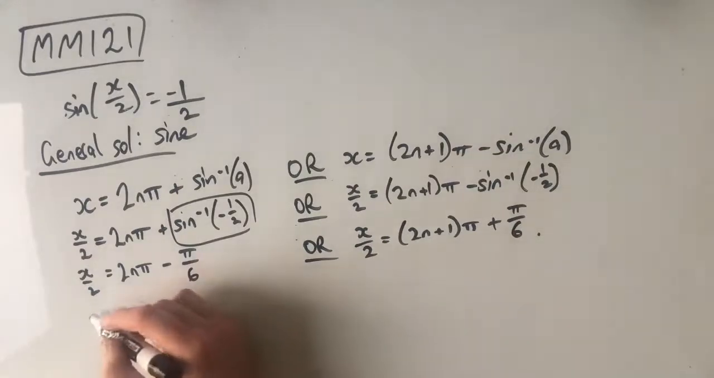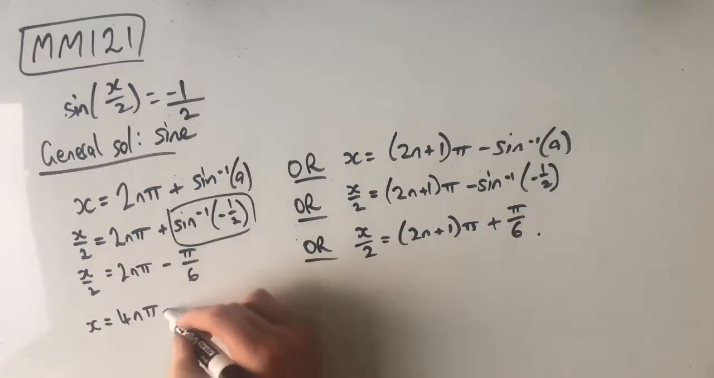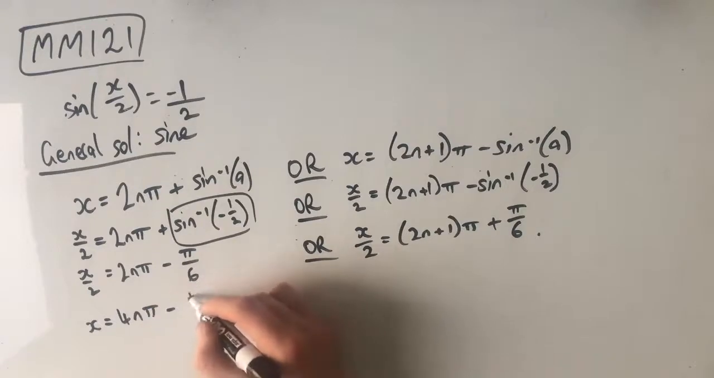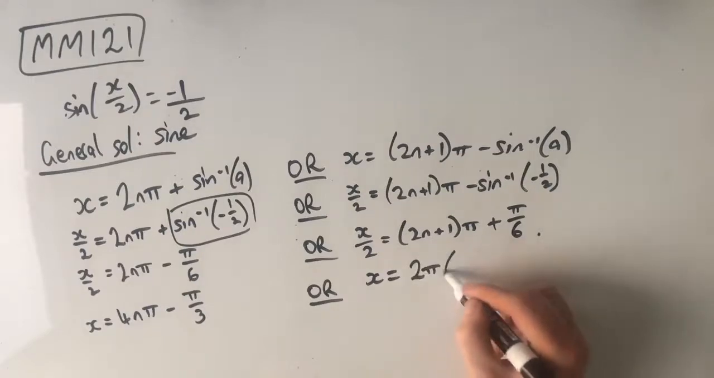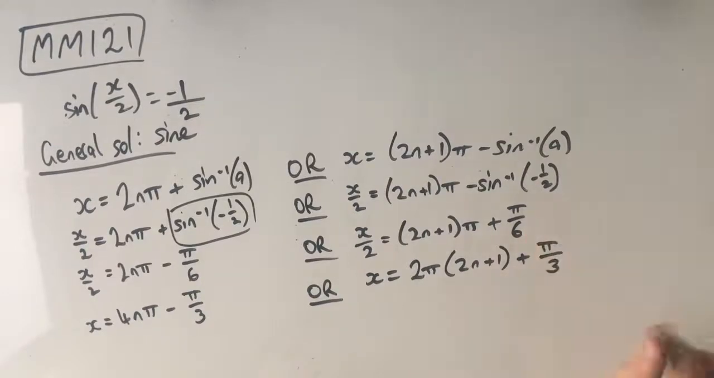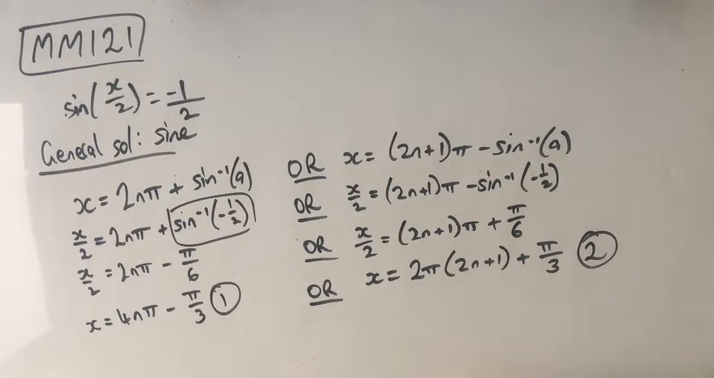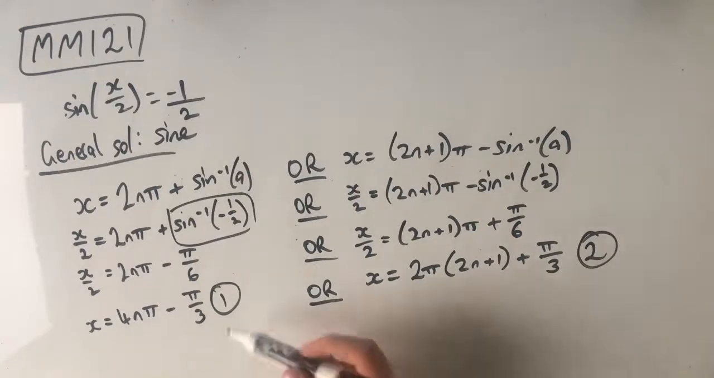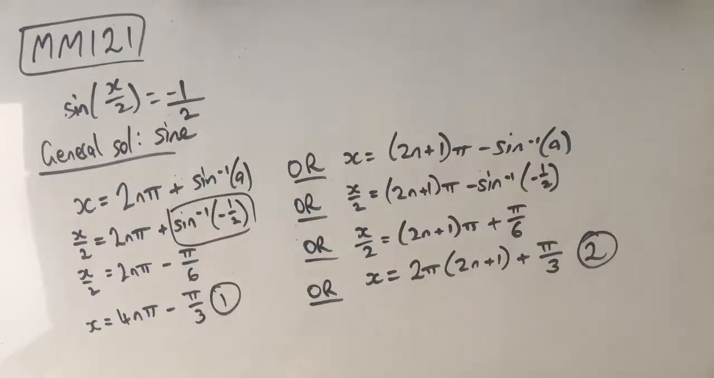Sweet. So from here we're going to get x by itself, which means we times both sides by 2, so we get 4n pi, take away pi on 6 times 2 is pi on 3, or x equals 2 pi times 2n plus 1, plus pi on 3. Sweet. So this, guys, is our general solution. This is your first mark here, this is your second mark. It's a little bit hard to say where the marks come. You could either get a mark for each of your answers, or one mark up here for this whole line of working and your second mark down here. But either way, if you do all of this, you'll get all the marks regardless.